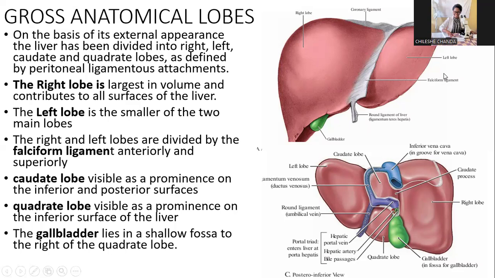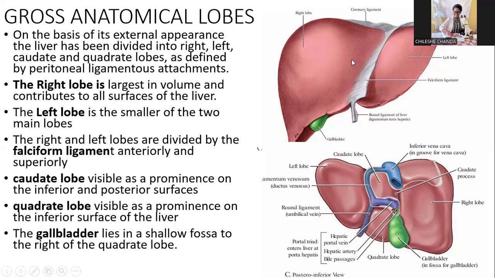When you turn the liver and look at it from the posterior inferior aspect, you will notice two more lobes in the middle. We have the caudate lobe, and then we have the quadrate lobe. The caudate lobe is visible as a prominence on the inferior and posterior surfaces, while the quadrate lobe is a prominence on the inferior surface of the liver.